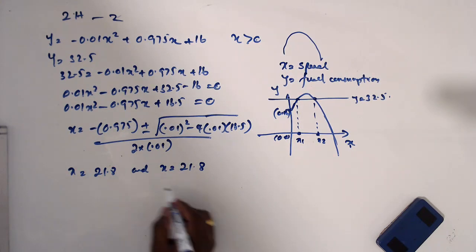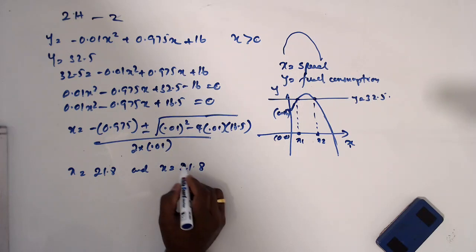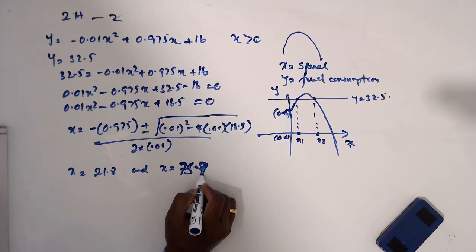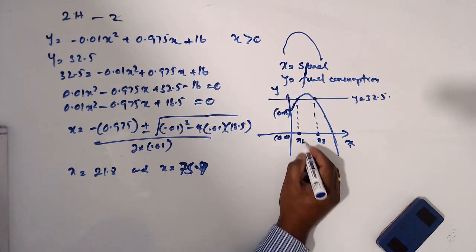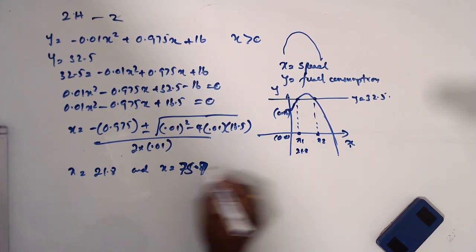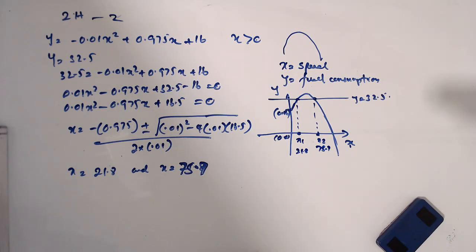When you simplify this, you can see that there are two answers. x is 21.8 and 75.7. So this is 21.8 and this is 75.7. So those are the two answers.